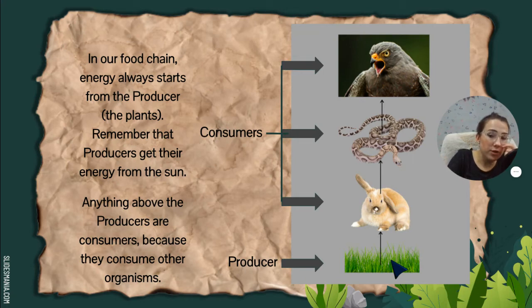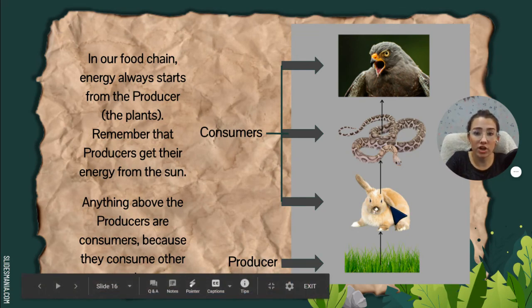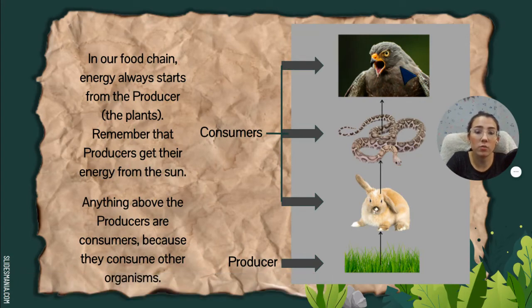After the producer, you only have one producer for your food chain because a plant's not going to eat another plant. After that, you move into your consumers, like your bunny, who's an herbivore, your snake, which is a carnivore, and so is your hawk, which is a carnivore.